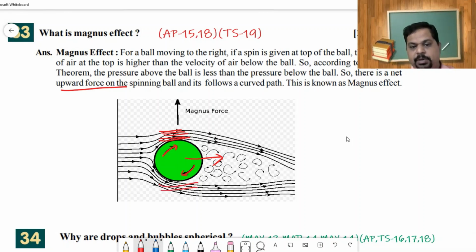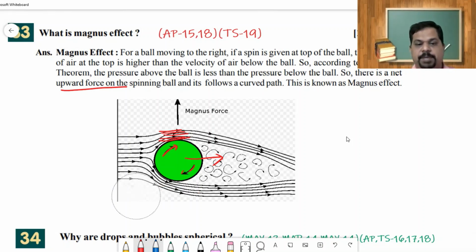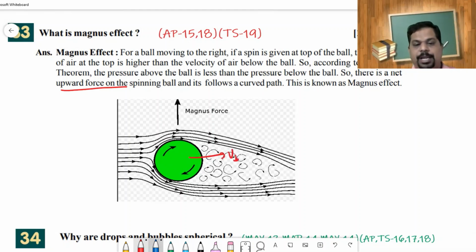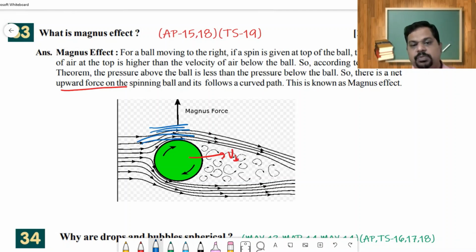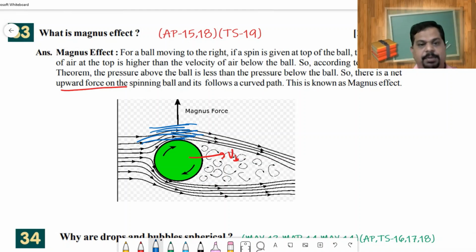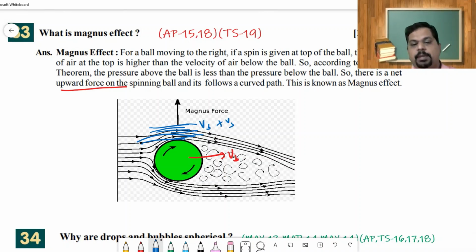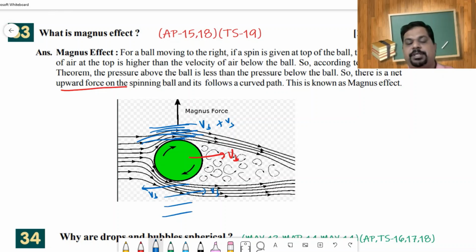So when compared to below, it is only given for a spinning ball. Suppose the ball is also moving with some velocity. What happens is, because of the motion of the ball, more and more streamlines are created here, and they come very close. But whereas here, because the velocity of the ball plus this is the velocity of the streamline. But in this case, the velocity of the ball will be like this, and the velocity of the streamline will be like this. They'll be away from each other.